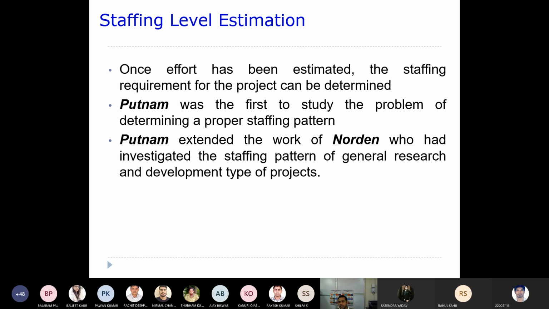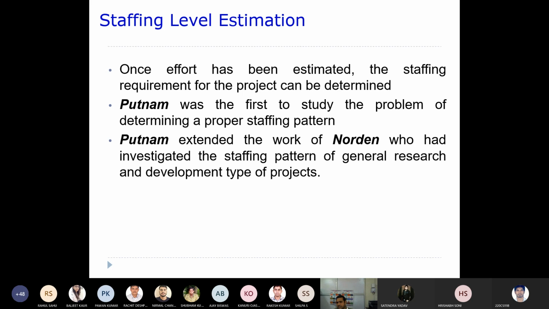You need to recruit differently skilled people at different points of time. Once effort has been estimated, the staffing requirement for the project can be determined. So first you need to get the effort, estimated using any of the techniques we have seen. Effort is calculated in what units? Person months. Once the person months are calculated, you can determine the staffing requirement.